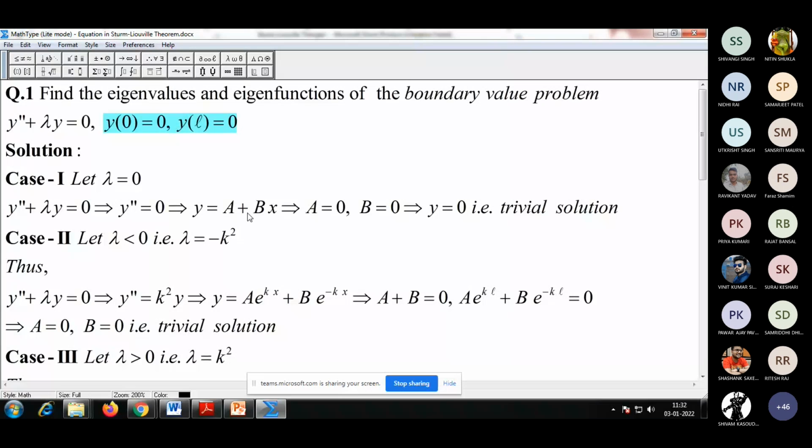Now when we use these two boundary conditions on the solution, at x equal to 0, y is 0, which means a will be 0. And at x equal to l, y is 0, so b times l is 0, and a is already 0, so b will be 0. It means a equals 0 and b equals 0, which will give us y equal to 0, which is a trivial solution. So when lambda equal to 0, we are getting the trivial solution.